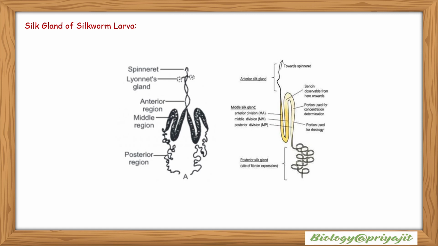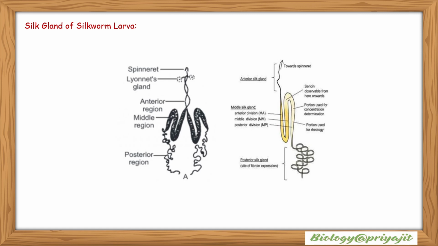Silk gland of silkworm larva. The silk gland of the silkworm or Bombyx mori larva is a highly specialized paired organ responsible for producing silk during the cocoon spinning stage. These glands run along the sides of the larva's body, extending from the head to the posterior end.